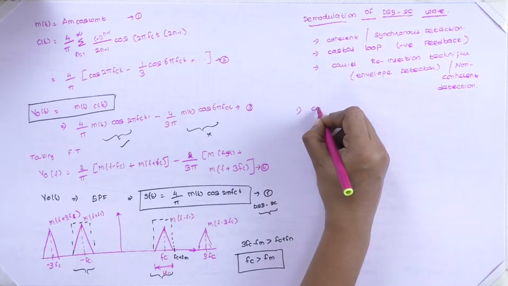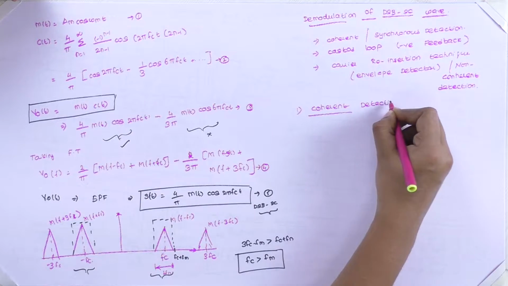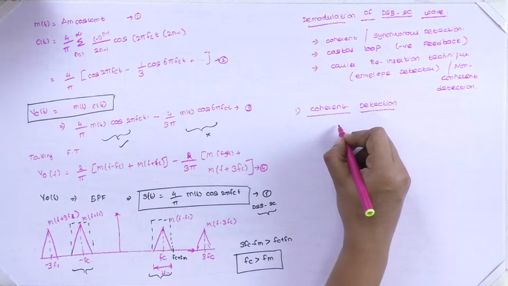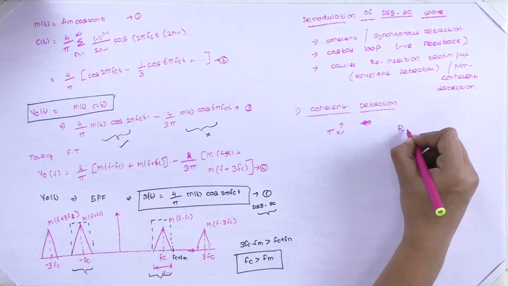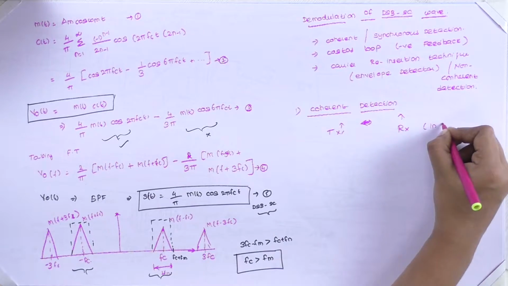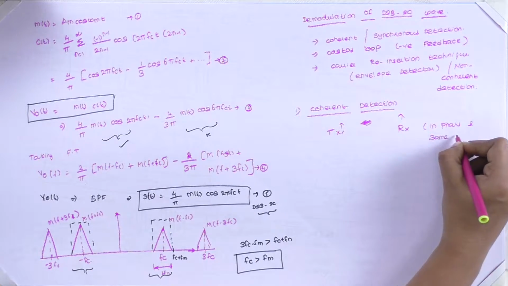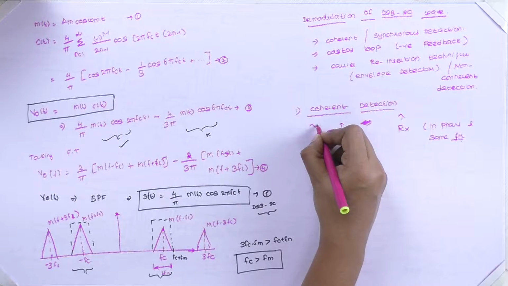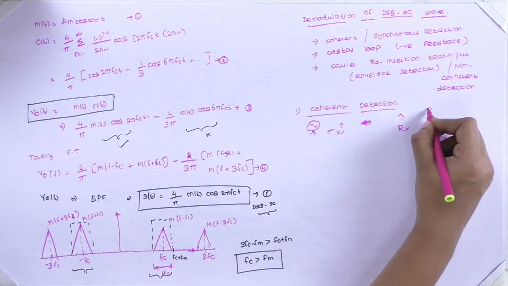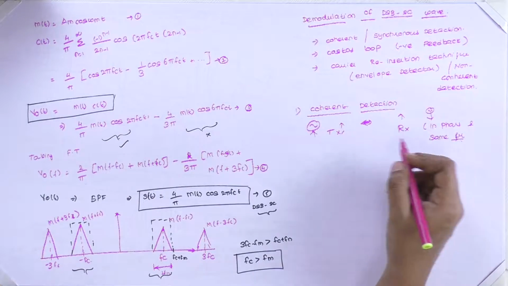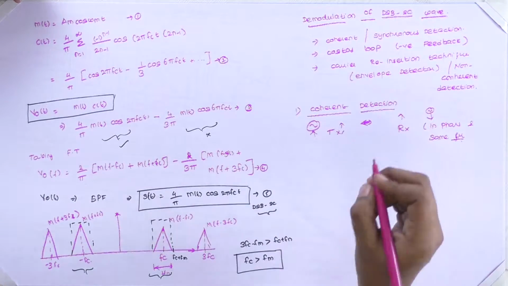Now the first topic in the demodulation is coherent detection. Coherent implies that the carrier used in the receiver side must be in phase and have the same frequency as that of the carrier used in the transmitter side. Therefore, the oscillators used in the transmitter side and the receiver side should both have the same frequency and same phase in order to recover the message signal using coherent or synchronous detection.